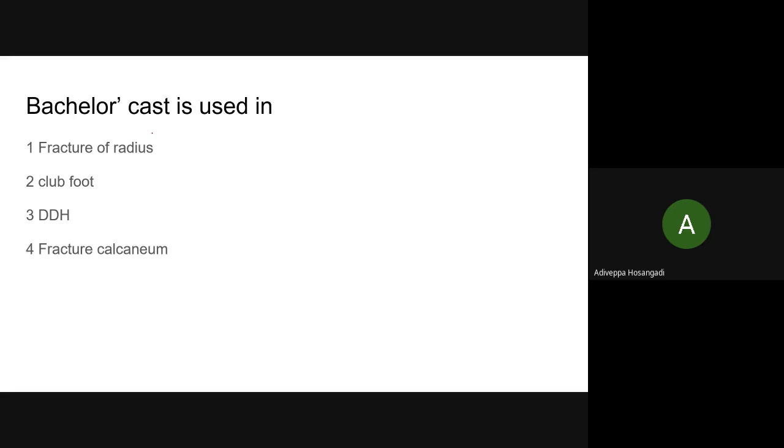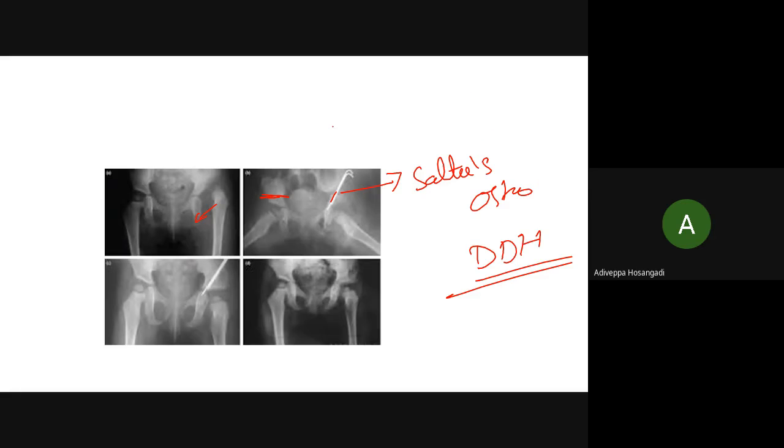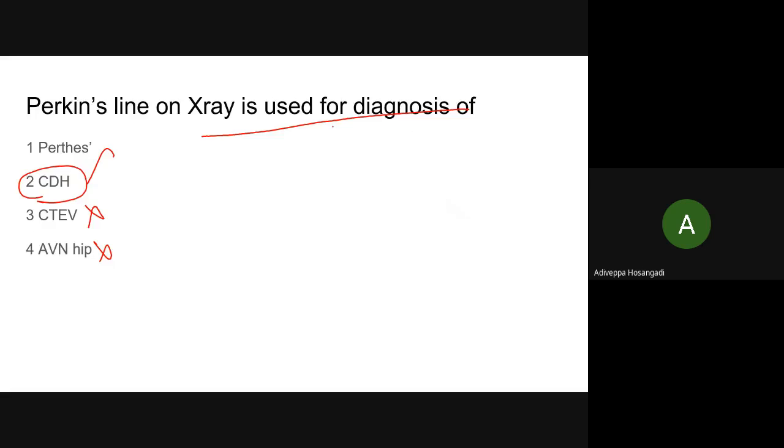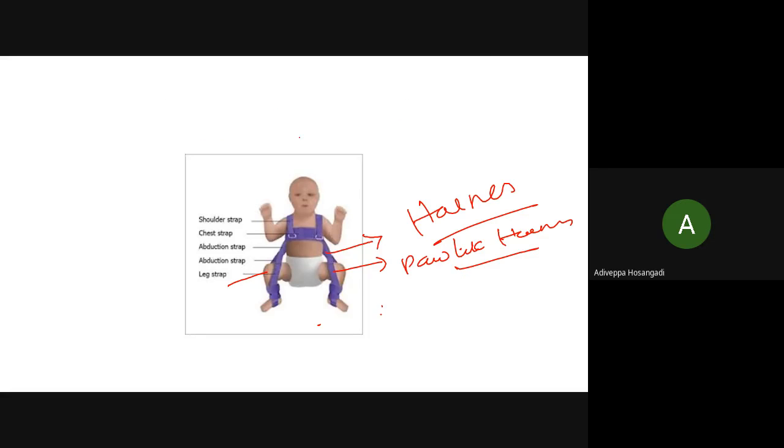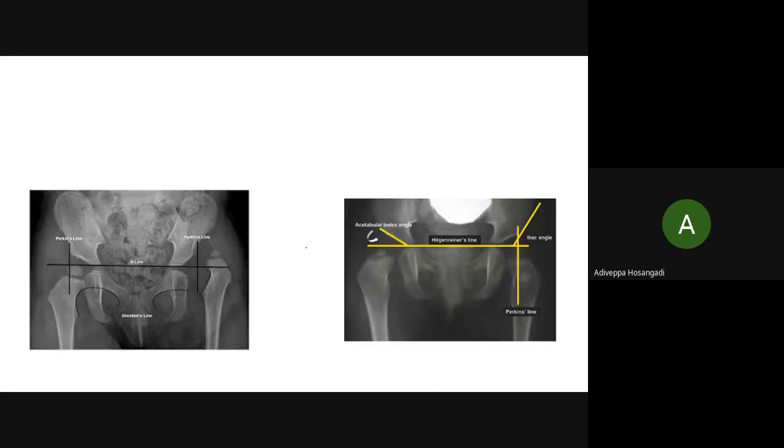Bachelor's cast, as I mentioned earlier in the previous slides, is used in the treatment of DDH. Similar to the Pavlik harness you saw here, we apply a cast all over. That is called Bachelor's cast.